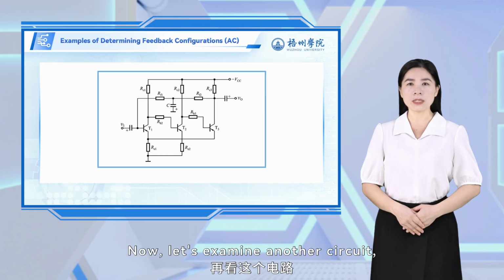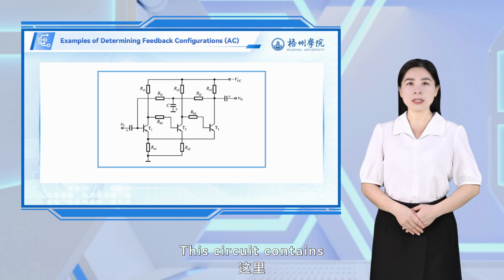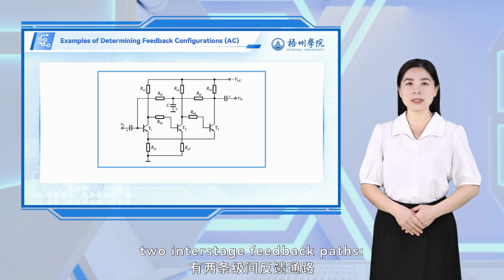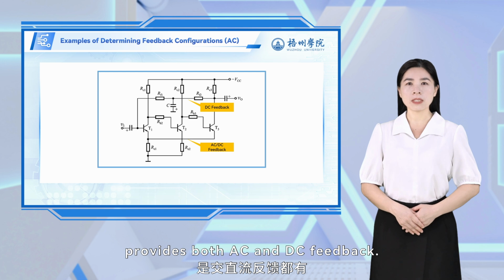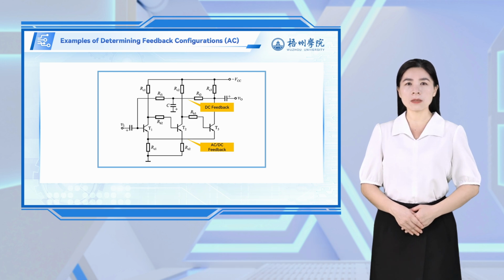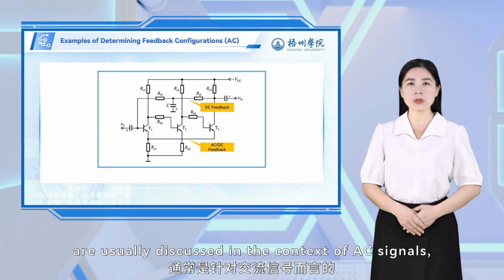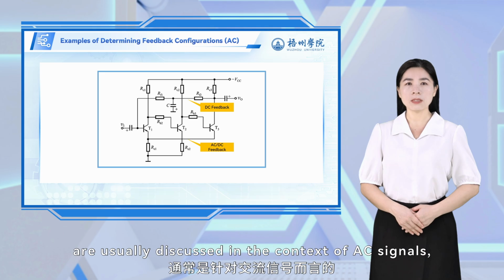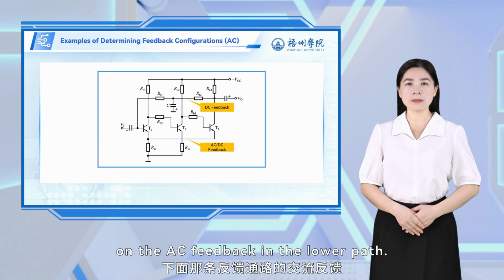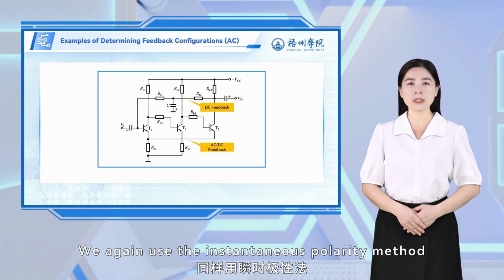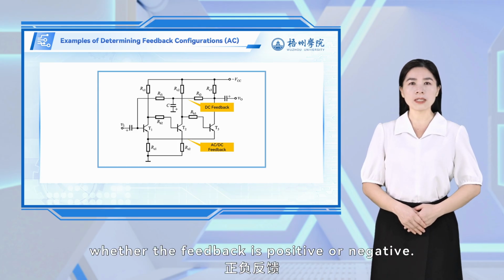Now, let's examine another circuit, one we have analyzed before. This circuit contains two interstage feedback paths. The upper path provides DC feedback, while the lower path provides both AC and DC feedback. As we mentioned earlier, the four basic feedback configurations are usually discussed in the context of AC signals, so here we will focus only on the AC feedback in the lower path. We again use the instantaneous polarity method to determine whether the feedback is positive or negative.